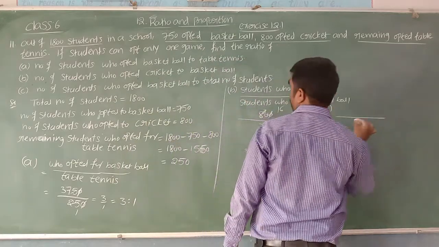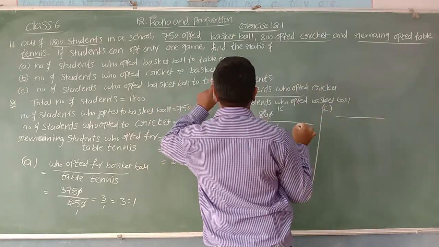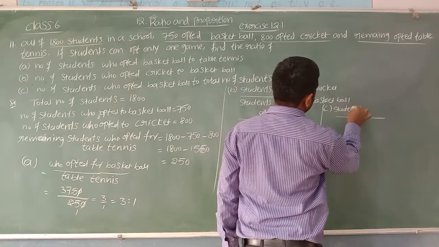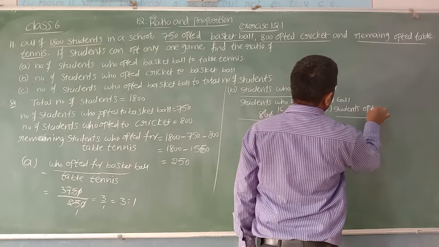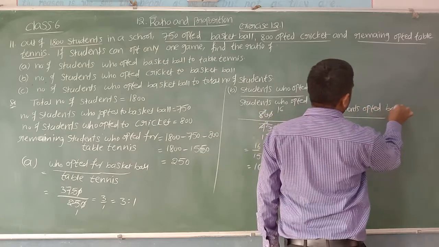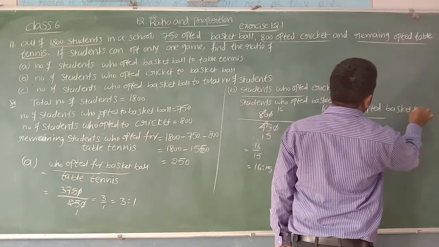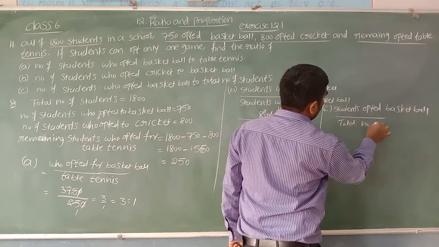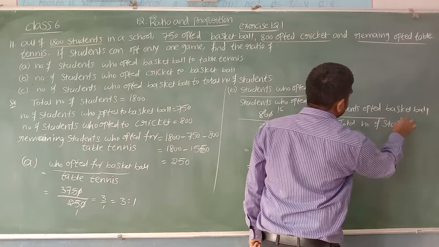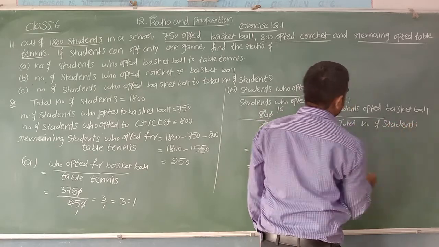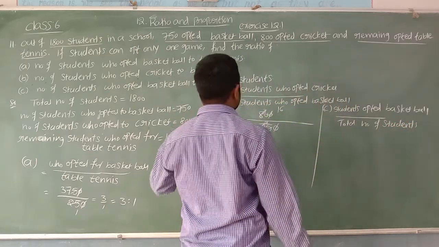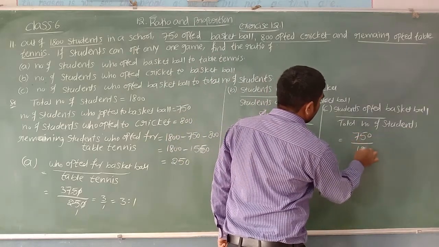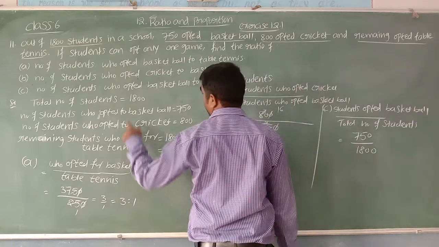Yes. Now you can find the last one, C bit. It asks you to find the ratio of those who opted for basketball to the total number of students. We can write students who opted basketball to total number of students. How many opted for basketball? For basketball we can see 750 students. By total number of students, which is 1800. You can see there 1800.